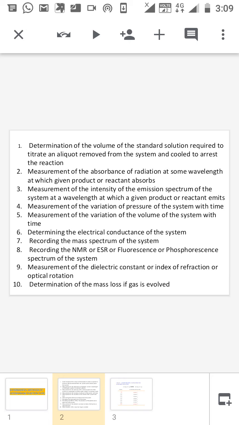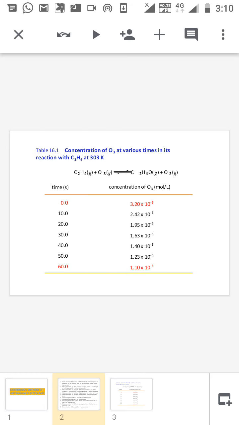The seventh point is recording the mass spectrum of a system, or recording the NMR, ESR, fluorescence or phosphorescence spectrum of the system, or measuring the dielectric constant or refractive index, or optical rotation, or determining the mass loss if a gas is evolved. So this is the pattern of your observation.